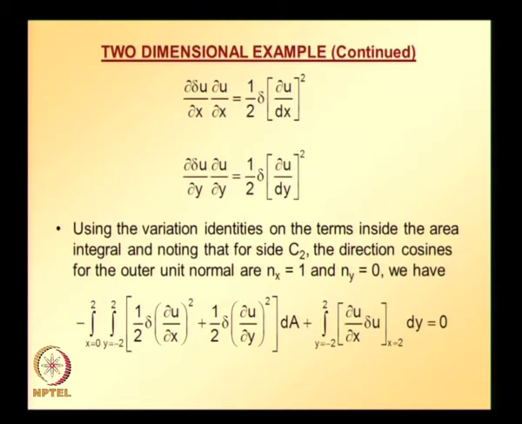So, basically what we did is, after applying integration by parts, in whatever equation we have, we substituted variational identities, and also noted that the boundary integral needs to be evaluated only along C2, because variation of u is going to be 0 along C1, C3 and C4. Then along C2 we also noted the direction cosines and substituted all that information. Finally, we got this equation.